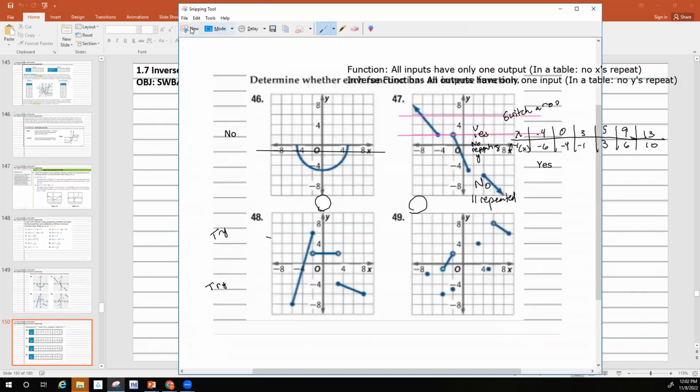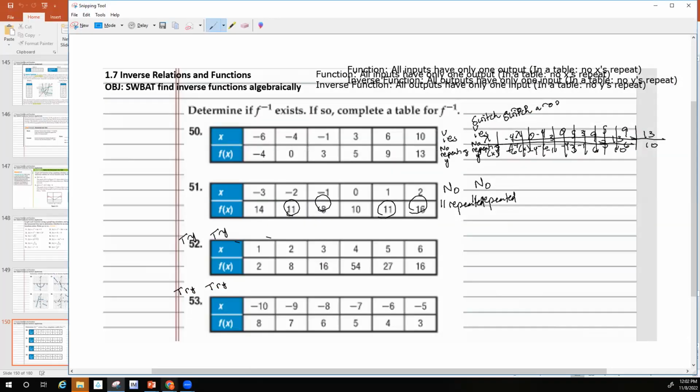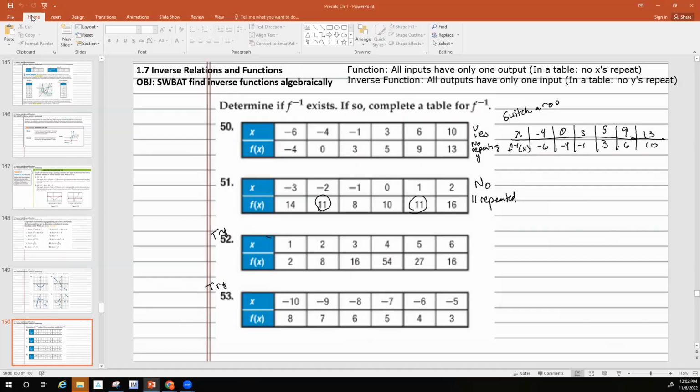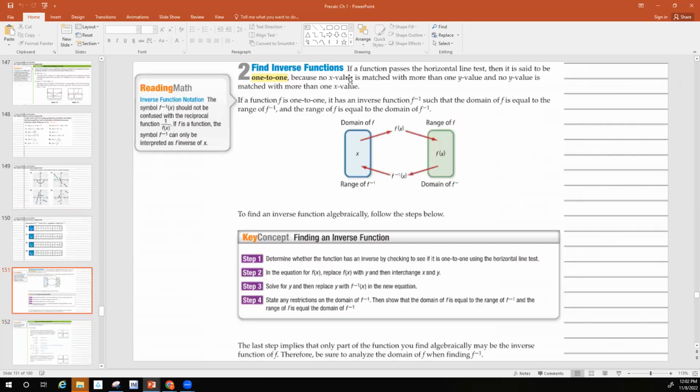All right, let's put that on the notes. So here we have, if a function passes the horizontal line test, then it is said to be one-to-one because no x value is matched with more than one y value, and no y value is matched with more than one x value. So it's the same as all outputs have only one input.